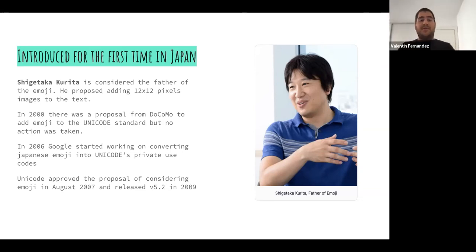In the year 2000, there was a proposal from the company he was working for to add the emoji to the Unicode standard. But since they were really popular in Japan and had nothing to do with the rest of the world, and there was no support from the company on adding these emojis to the standard, no action was taken. Right? In the year 2000, nobody cared about the emojis.